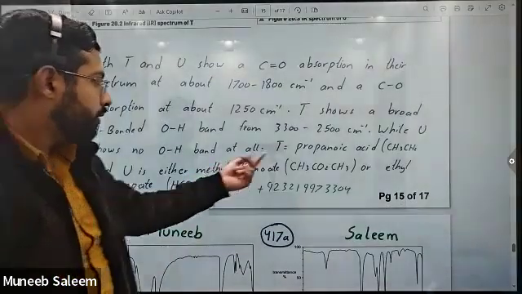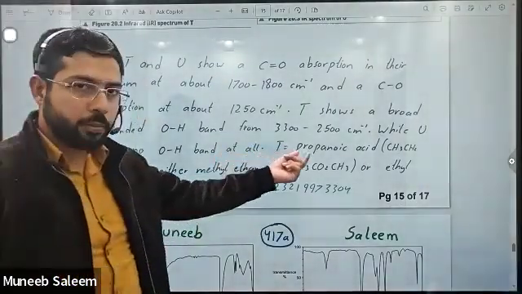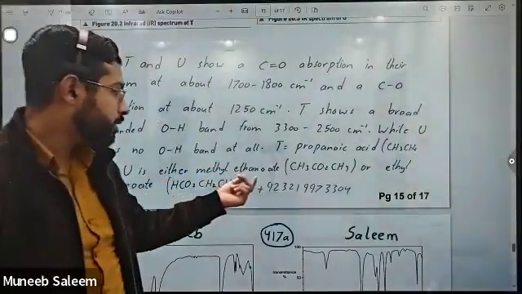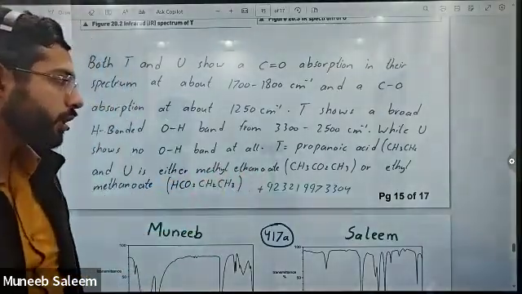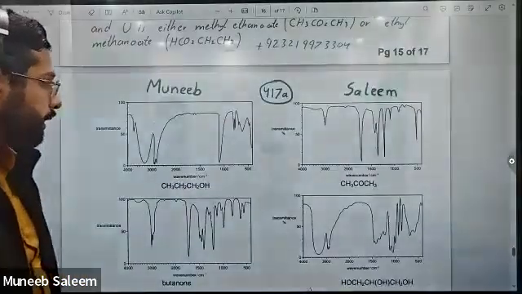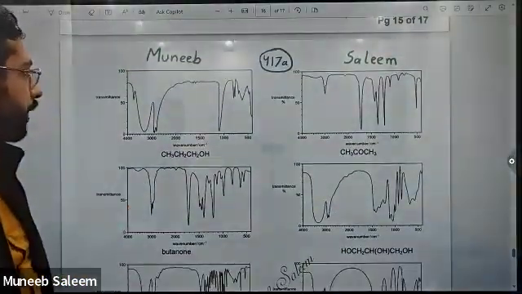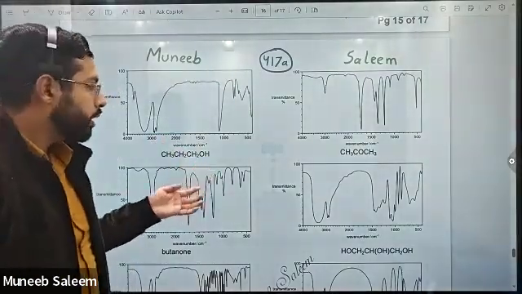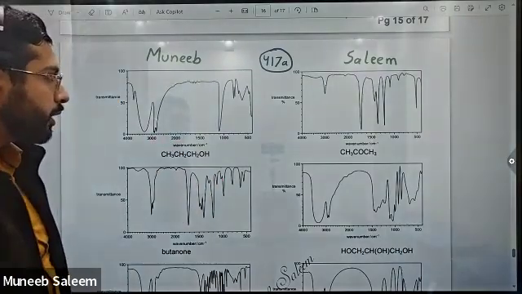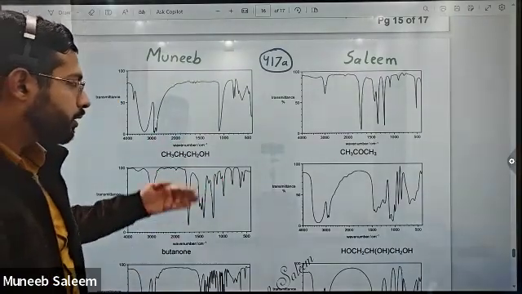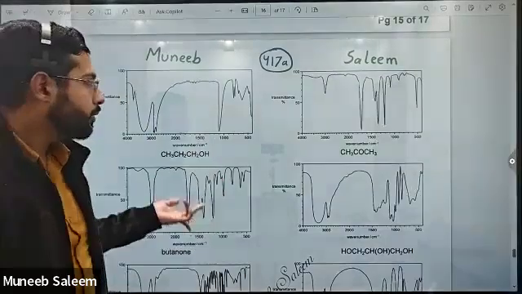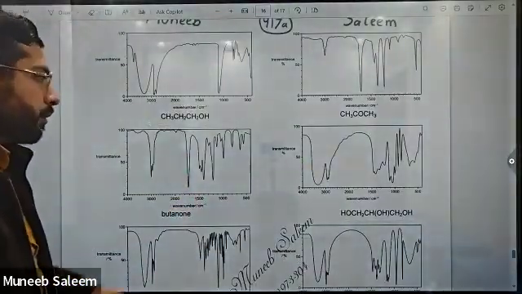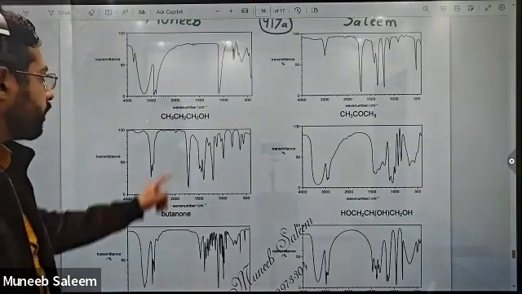So we can say that T is basically the carboxylic acid, since it has both carbonyl group and the OH group, whereas U could be the ester in which there is no presence of the OH group. And then we have some more examples. I have mentioned all the names of the compounds or the structure of the compounds just above the IR spectra so that you can easily cross check with other molecules and you can easily learn how they are basically indicating or validating the IR spectra.